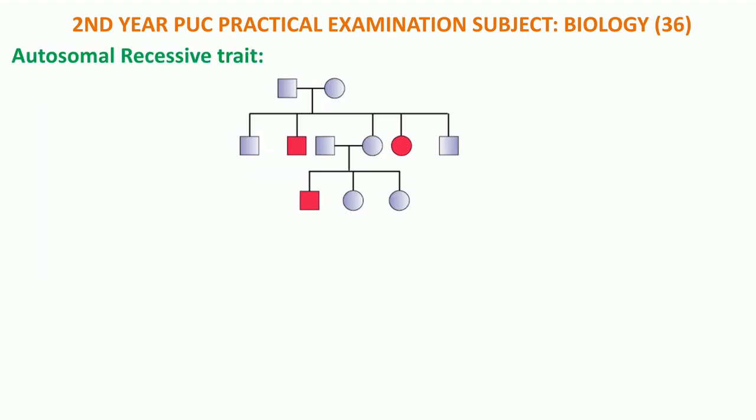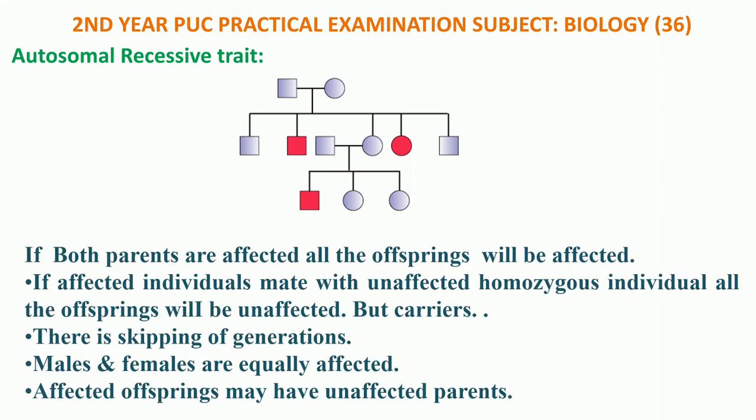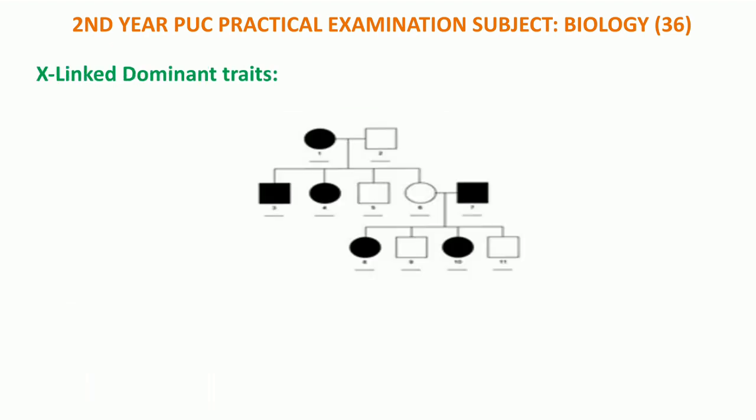If you get this one, it is the flowchart showing autosomal recessive trait. It is the identification, and the points are: if both parents are affected, all offspring will be affected. If an affected individual mates with an unaffected homozygous individual, all offspring will be unaffected but carriers. There is a skipping of generation. Both male and female are equally affected. Affected offspring may have unaffected parents. This is the identification for autosomal recessive trait.